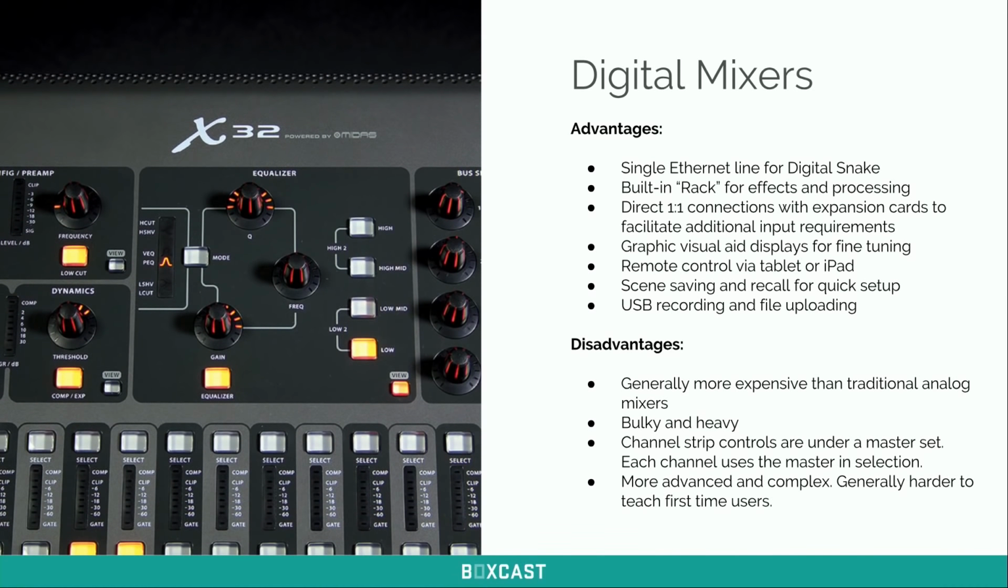So as long as you're hooked up to the Wi-Fi or to a hardwired connection, you can move around your sanctuary or around your venue and control it. But then you go to the disadvantages with a digital console. Generally, they are more expensive. It's a bigger investment. Bulky, and they're heavy, and they're big. So not only do they have some heft to them, but they take up a lot of space. And that can be a downside with any type of digital console.